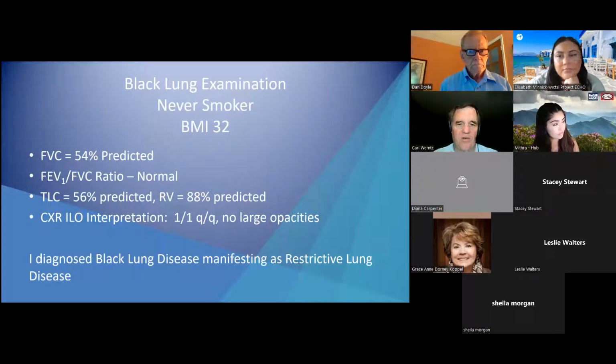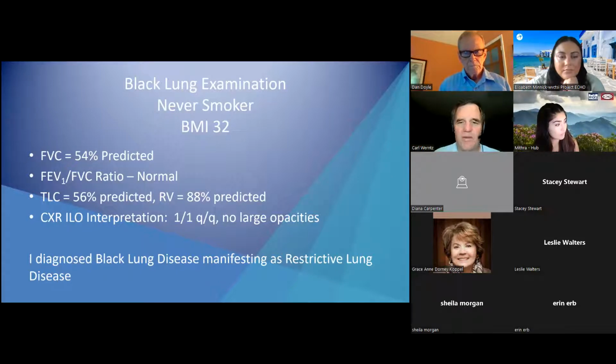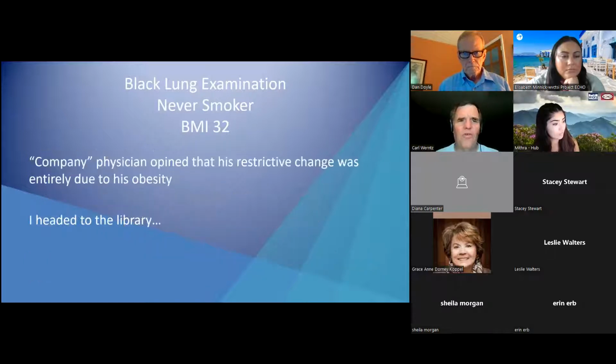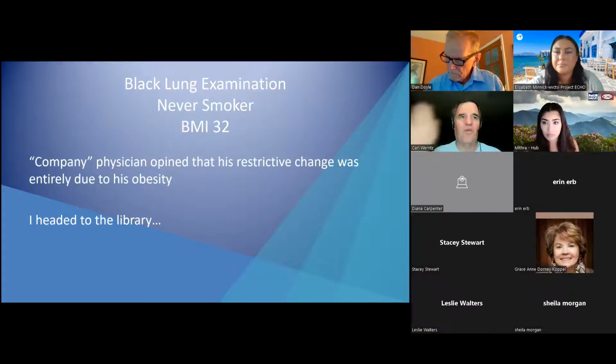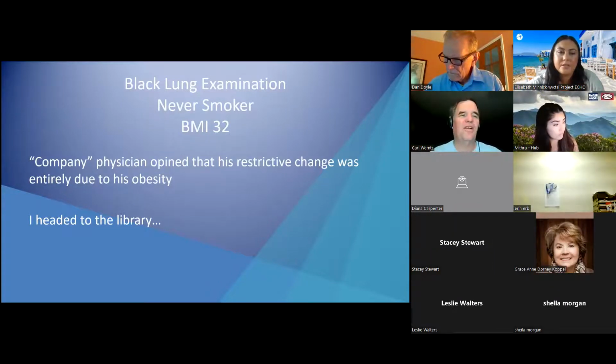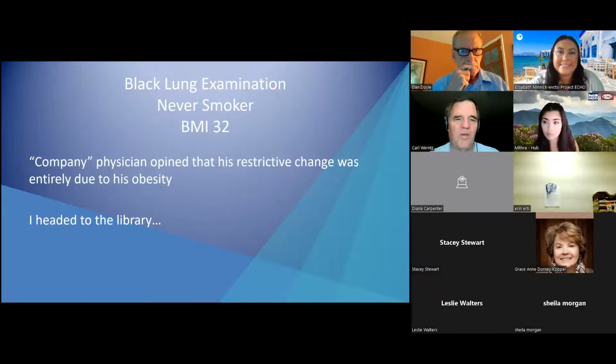And I diagnosed the miner as having restrictive lung disease because they have both the decreased FVC and they also have a matching total lung capacity that's been decreased. The company physician said, no, this is all from their obesity. This has nothing to do with black lung at all. Nothing. Pay no attention to the black dust behind the curtain. This must all be obesity.